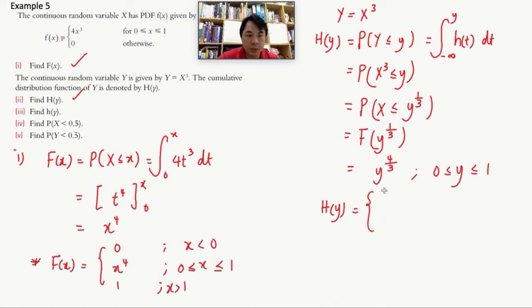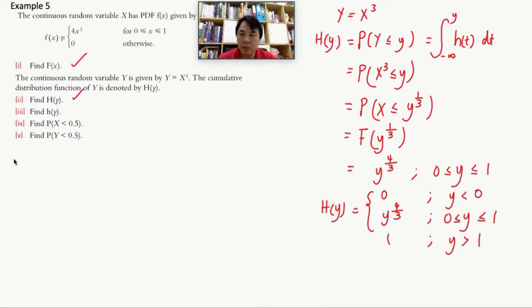As usual, it's a typical routine, I would say. It would be 0 for y less than 0, then y to the power of 4 over 3 for any y lying between 0 and 1, and then finally 1 for any y value that is greater than 1. That will be our distribution function for random variable y here. I hope that is clear.